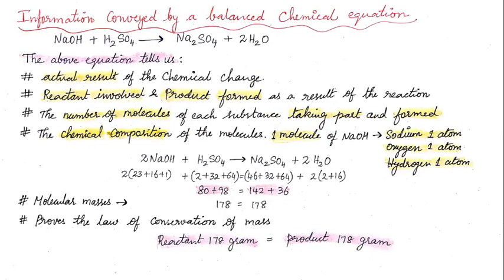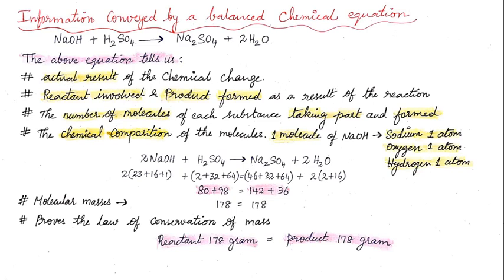Okay, then, information conveyed by a balanced chemical equation. I have a balanced chemical equation. So what information can I get from this equation? Generally the above equation, for example, sodium hydroxide plus sulfuric acid gives sodium sulfate plus water, tells us the actual result of the chemical changes.